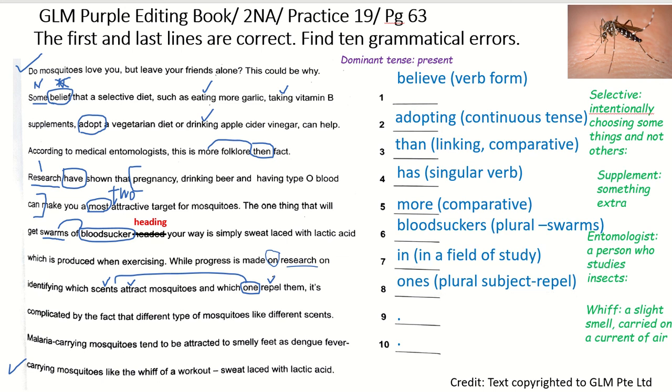Let's continue. It's complicated by the fact that different types of mosquitoes like different scents. So here is is inaccurate because we are talking about different. Okay, so when they are different, it means more than one. More than one, so that means different types. Plural. Okay, subject. Okay, maybe I should write plural noun. Plural noun because of the word different.